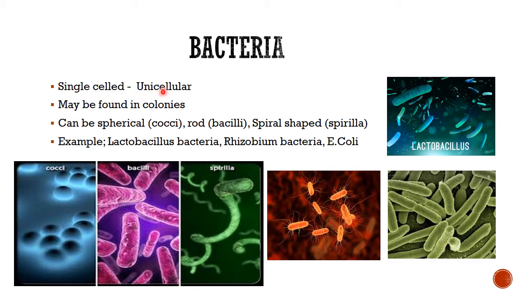And then bacteria can also be found in spiral shape. So bacteria they can be spherical as well as rod as well as spiral shaped. So a few examples of bacteria are lactobacillus bacteria, rhizobium bacteria, and E. coli.